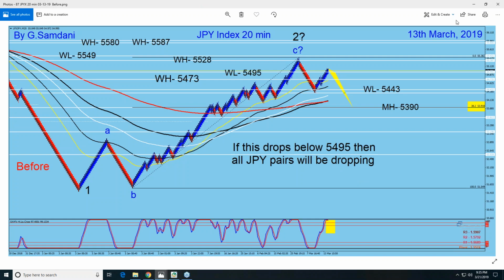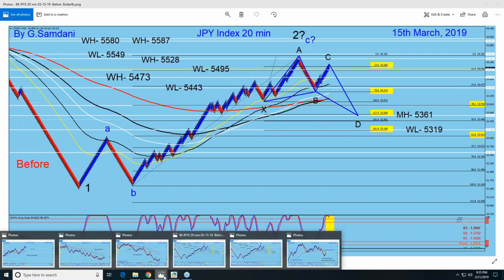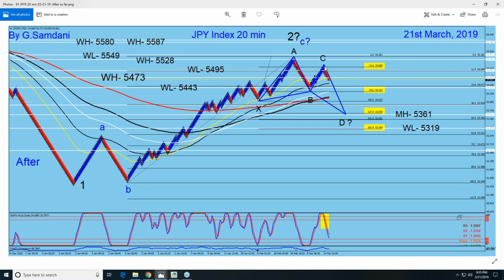Later on I made this chart on the 15th. You can see here that I made this harmonic pattern, saying that okay, this is the target here. And for now, where we are now is this. So it started dropping, and it dropped a little bit, and it makes a big difference in pairs, by the way. Yen index has this characteristic. So you can go and take a look. All yen pairs, they all dropped.